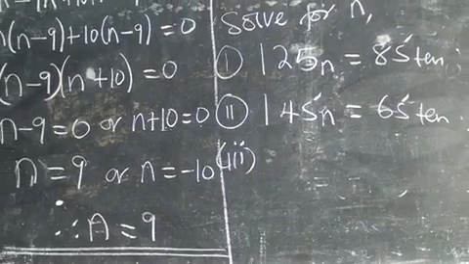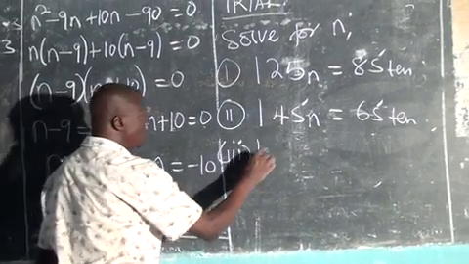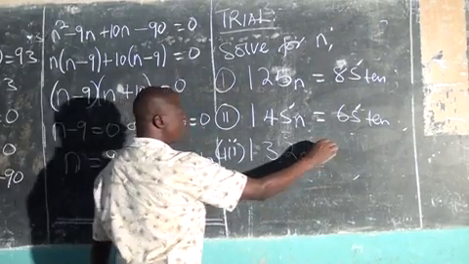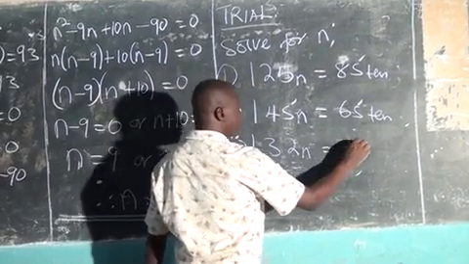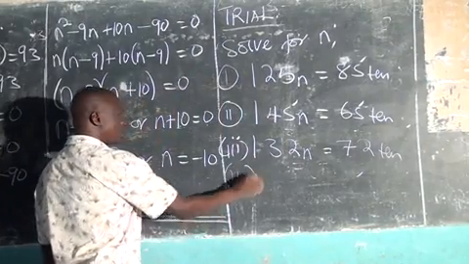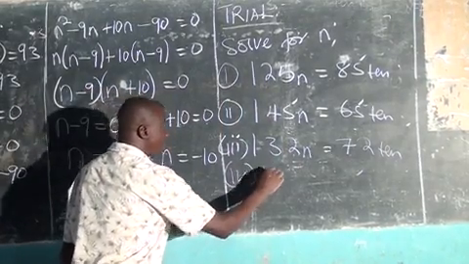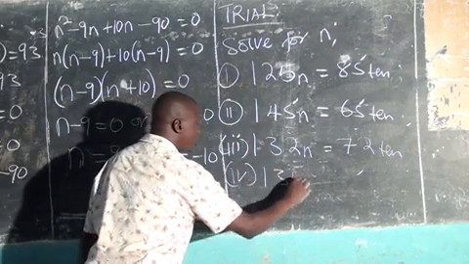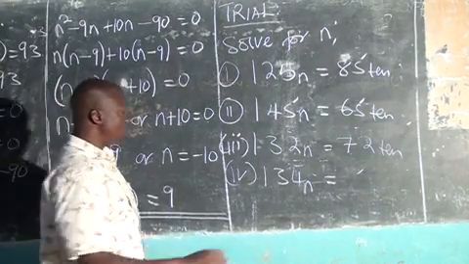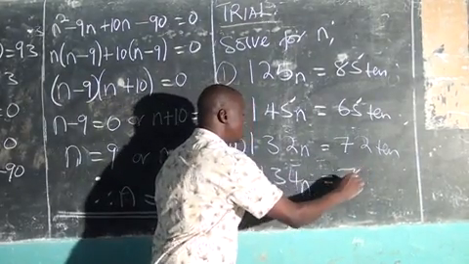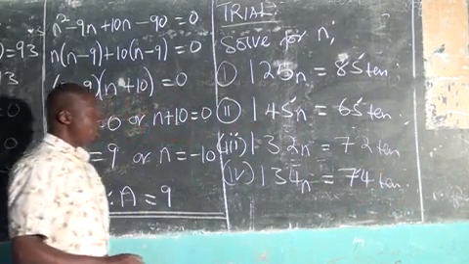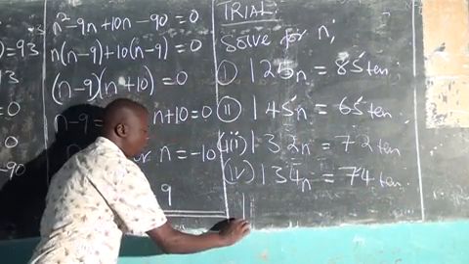Next, we have 152 base n, which gives you 72 base 10. Next, we have 154 base n, which gives you 74 base 10. We can have the answers here.